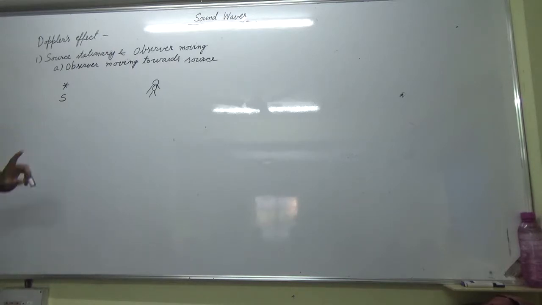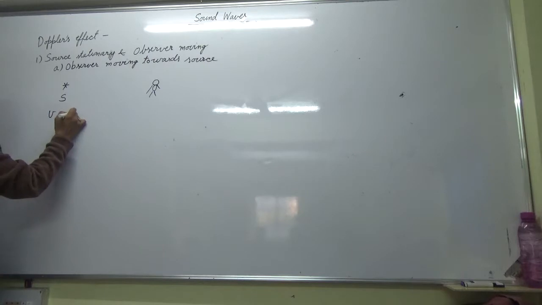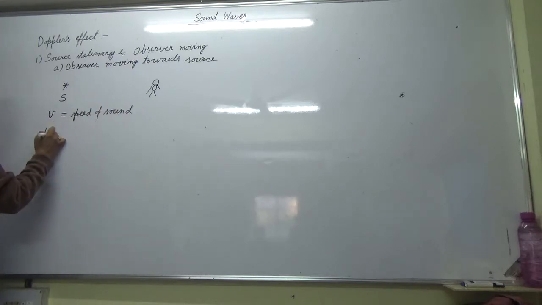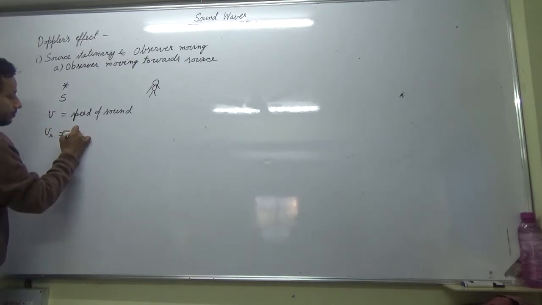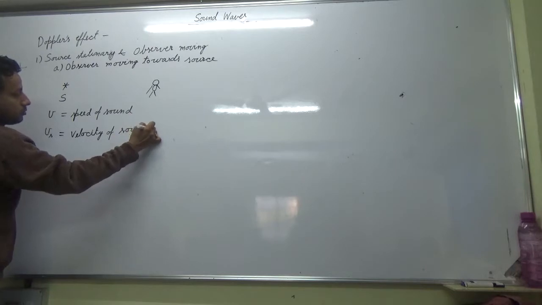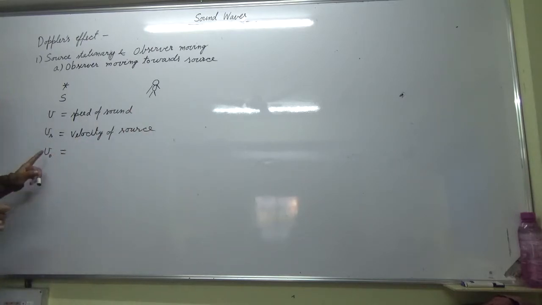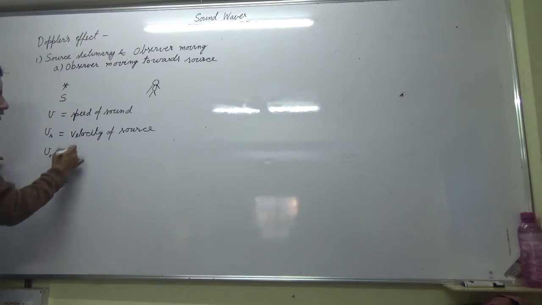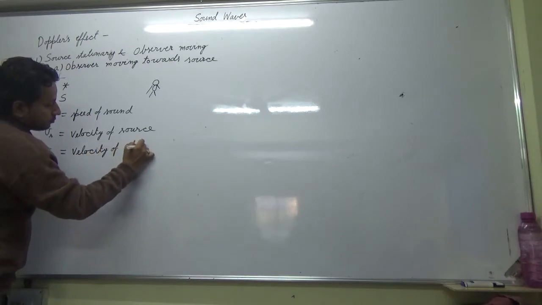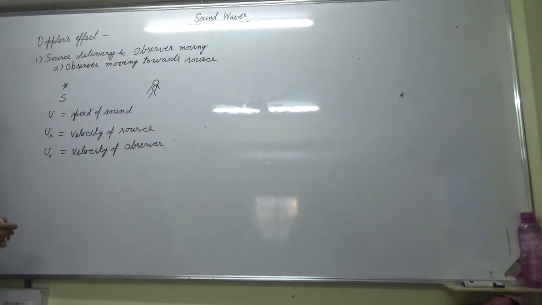Now we have to consider the different notations first. V is the speed of sound. Vs is the velocity of the source. In this particular case Vs will be zero because the source is stationary. Velocity of observer is V naught.